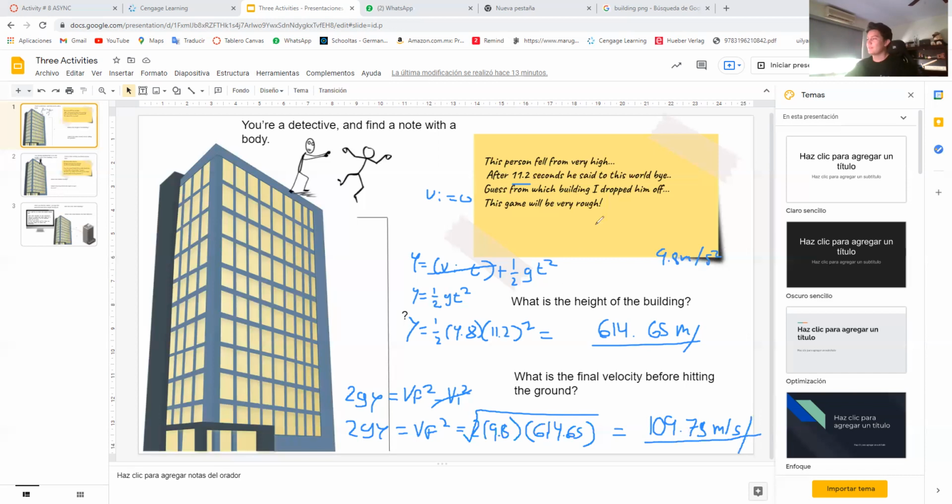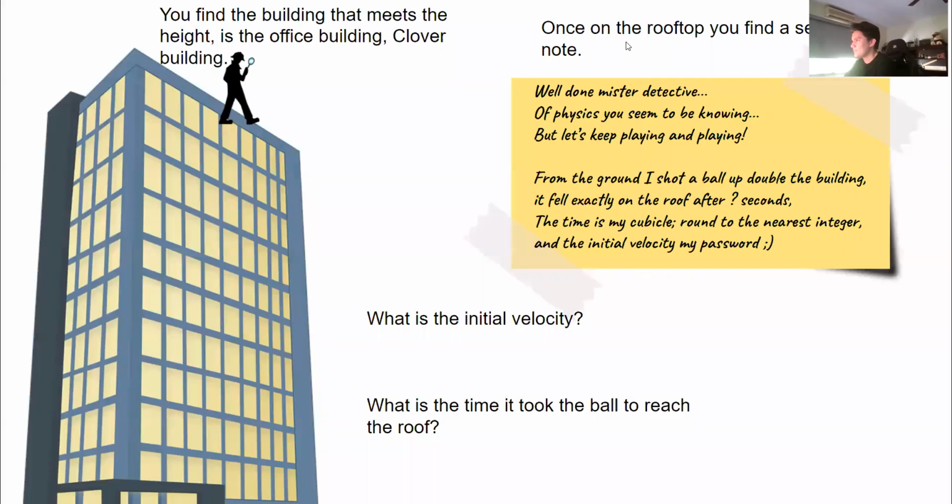We now have to go and find the building that meets this criteria. Now, once we have found the building, we notice that it's the Clover building, an office building in the city. We get to the rooftop and we find a second note. Well done, Mr. Detective. Of physics, you seem to be knowing. But let's keep playing and playing.